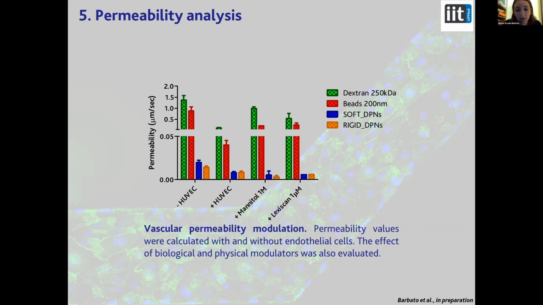So we applied mannitol and Lexiscan for 30 minutes in our microfluidic chip, and as you can see from the graph, our microfluidic platform displayed size selectivity against all the different probes that we tested. In particular, by applying mannitol and Lexiscan, we have an increase of the accumulation for dextran and beads, but we did not observe an increase in accumulation of soft and rigid nanoparticles, that are more or less impermeable both in physiological condition and in opening of the endothelial barrier.